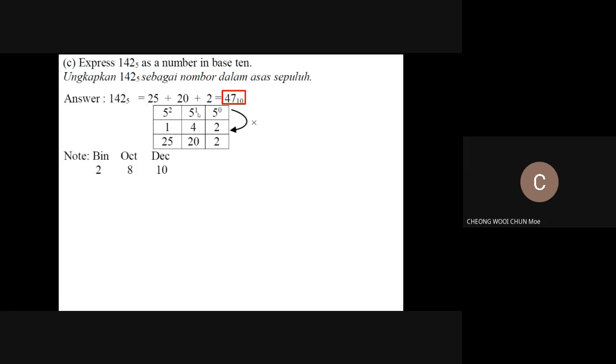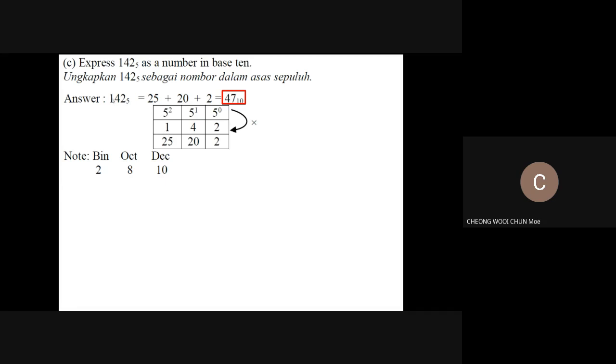So C, express 142 base 5 as a number in base 10. Base 5, you cannot use a calculator, so you have to calculate manually. Base 10 from base 5, so it's 5 power 0, 5 power 1, and 5 power 2.